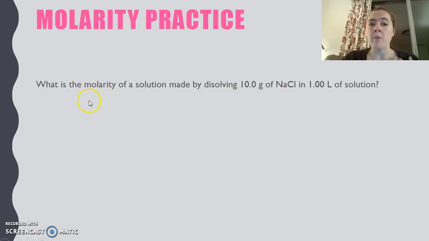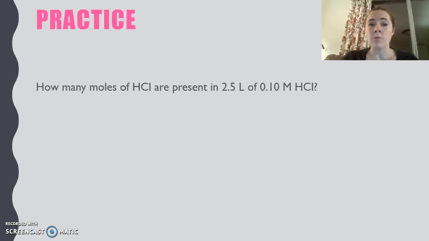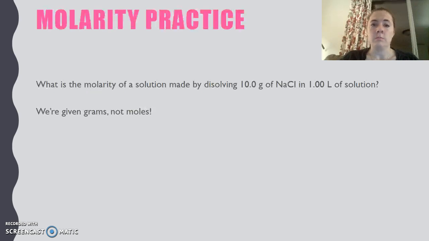Here, if I wanted to know the molarity of a solution made by dissolving 10 grams of NaCl in 1 liter of solution, I need to convert 10 grams to moles. If you're looking at molarity, again, you need to be able to interconvert between grams and moles. So we're given grams, not moles. There's no answer for this problem. You can figure it out.